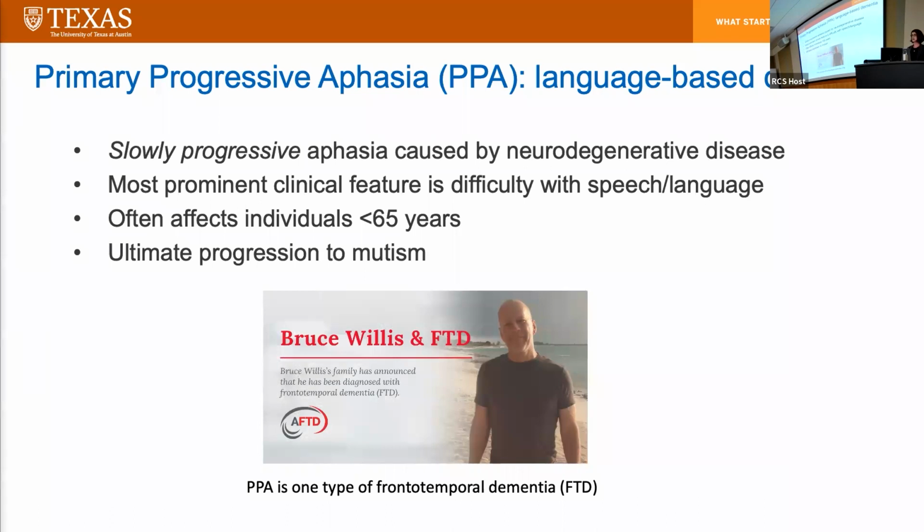And PPA, primary progressive aphasia, is one type of frontotemporal dementia, or FTD, which again, you've seen a lot in the media of late, lots of discussion about what FTD is. So Bruce Willis's family came out, I don't know, a couple of months ago and said that he had been diagnosed with aphasia. We didn't know what the underlying basis for the aphasia was, because they didn't at that time choose to share it with us. And then most recently, they've come out through the AFTD, the Association for Frontotemporal Dementia, and made it known that his diagnosis is actually FTD.